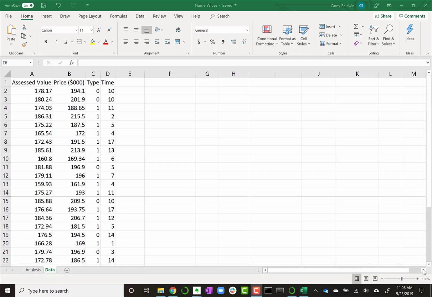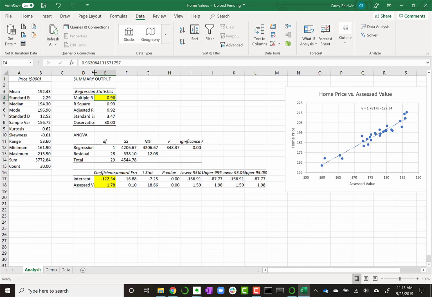We've been working with the home prices data set, and in this video we take the analysis one step further and we build what's called a regression model. These are the key pieces of information that I want. At this point I should be able to identify the correlation, which is called multiple R in Excel, so we can read that and see that there's a strong association between the home price and the assessed value.